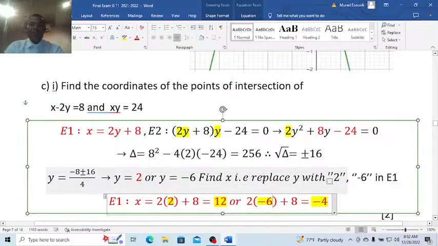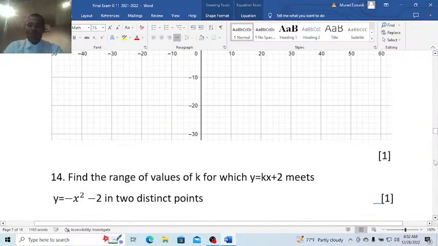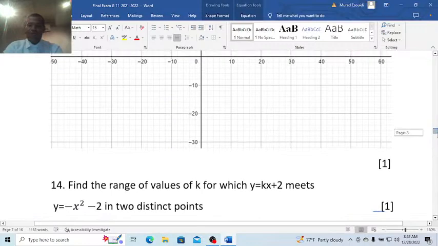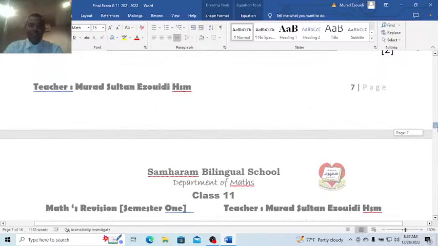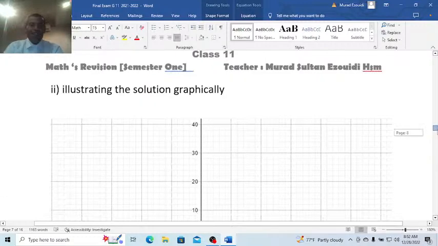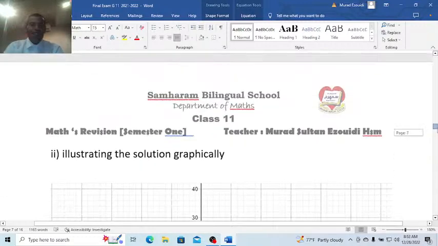These 2 points are the intersection of these two equations. This is how you can solve the question, learners. Now the question is looking for you to illustrate your solution graphically.